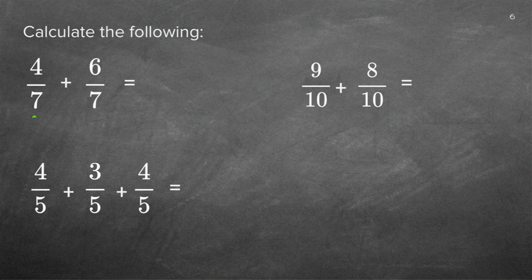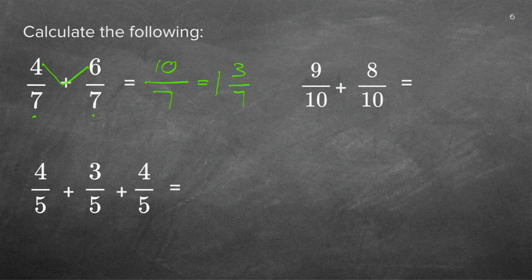Here my denominator is 7. So it will stay 7. 4 plus 6 equals 10. Immediately I can see that my numerator is larger or greater than my denominator. So how many times can I take 7 from 10? That will be 1. So I've got 1 whole. But what will be left from the 10 if I took 7 parts? And that will be 3 sevenths. Easy peasy, boys and girls.